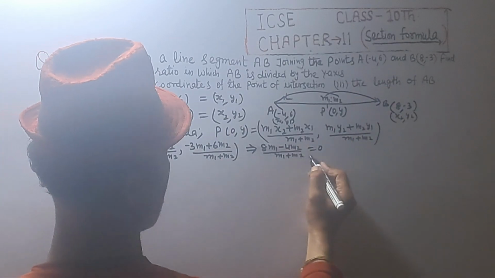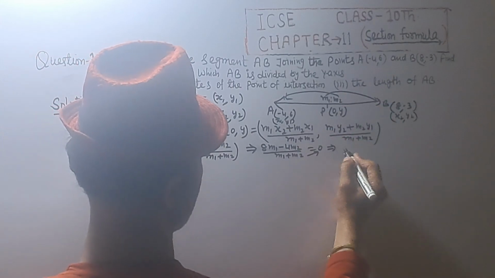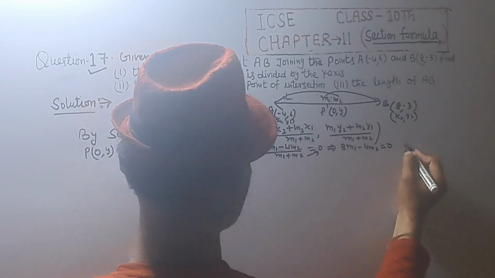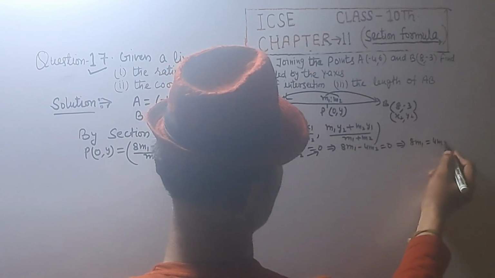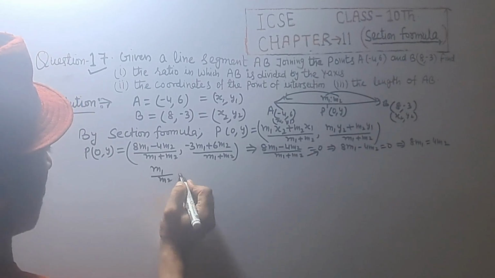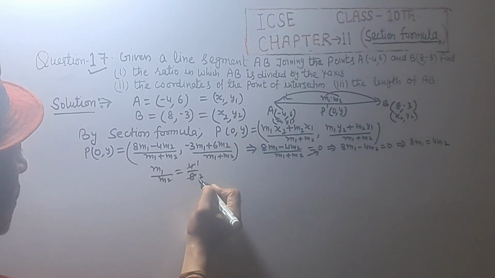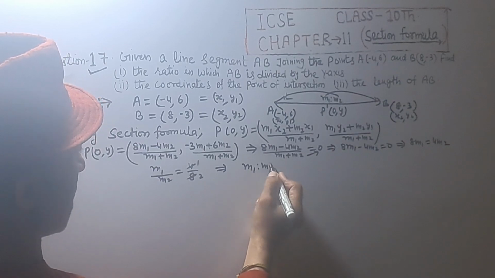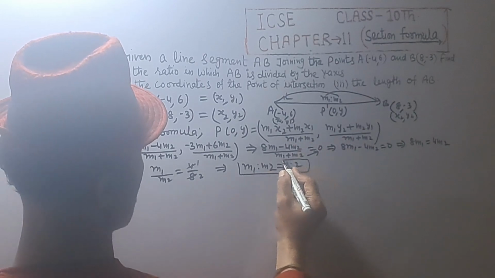Multiply (m1 + m2) by 0, then the right hand side will be 0, which implies 8m1 - 4m2 is equal to 0, which implies 8m1 is equal to 4m2, and m1/m2 is equal to 4/8. 4 ones are 4, 4 twos are 8, and we get the ratio m1:m2 is equal to 1:2.